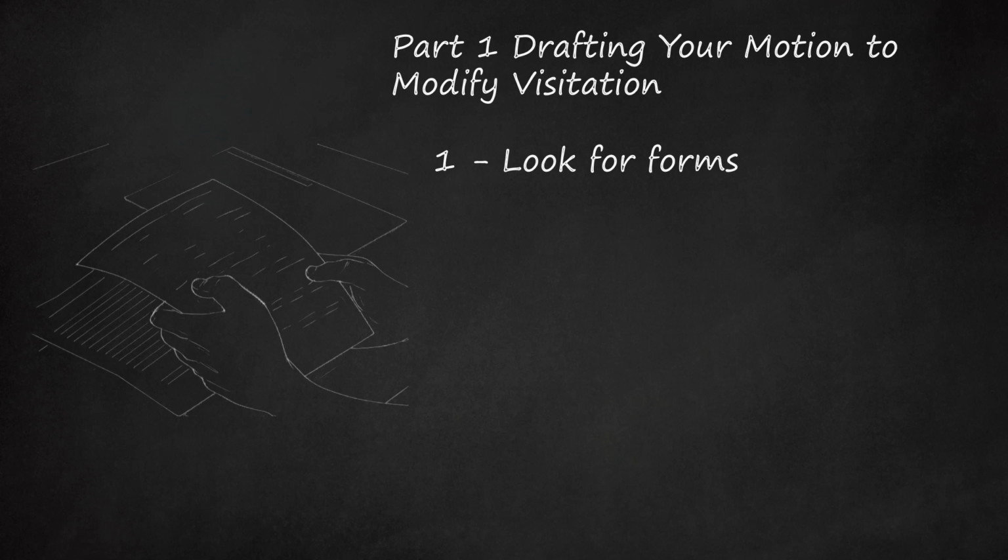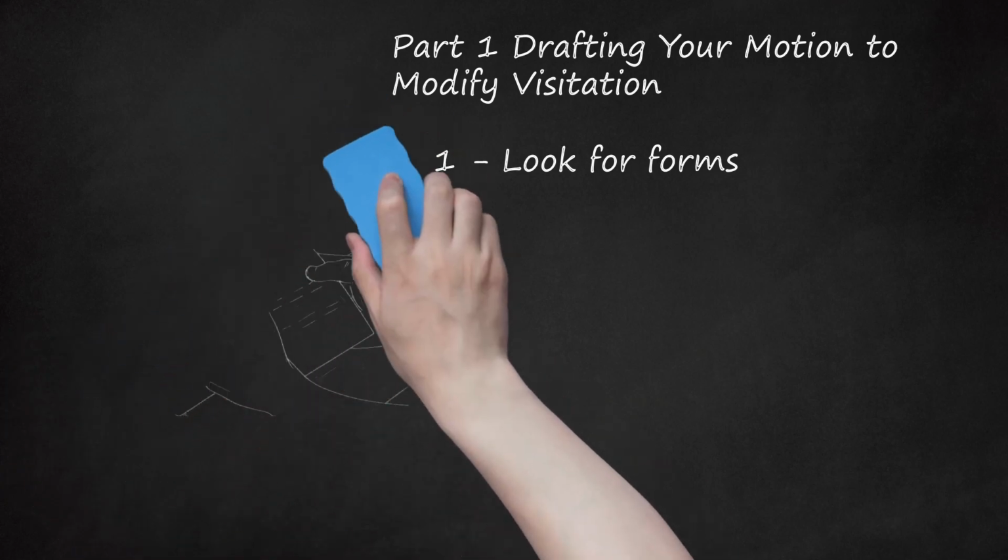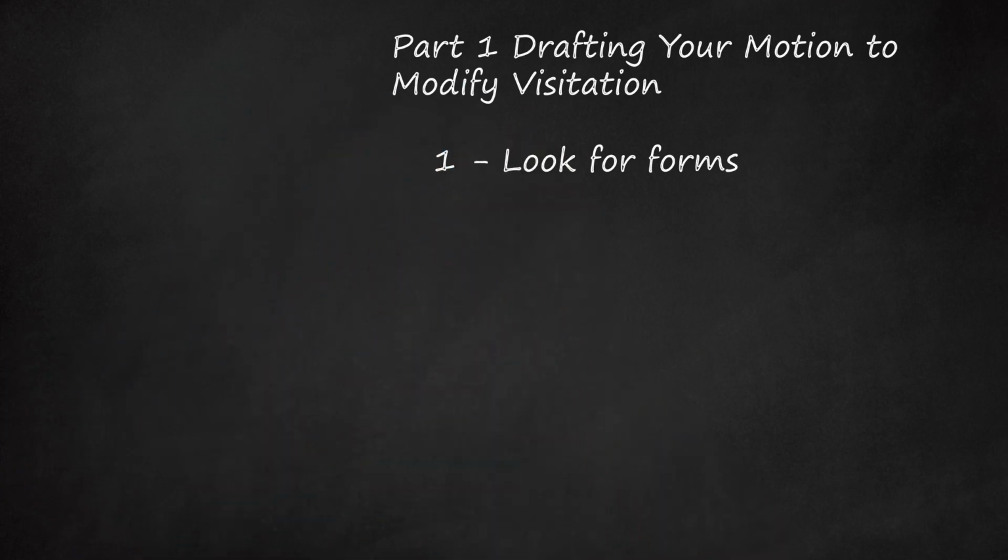Depending on your jurisdiction, you may need to file a motion, a request, or a supplemental petition to get the court to modify the original visitation order. Some jurisdictions also may have an instruction form or checklist you can use to make sure you're including all the information and documents the court needs to consider your request.